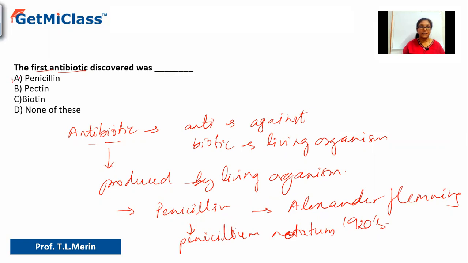So let us see. Option A says penicillin, that is absolutely right. Option B says pectin. Pectin is not an antibiotic, so totally ruled out. Pectin is present in the cell wall of plants, mainly. So hence it is ruled out. Option C says biotin. Biotin is a type of vitamin, that is B7. So it is not an antibiotic, so it is ruled out.